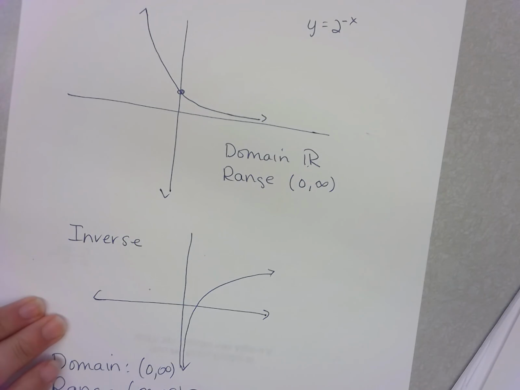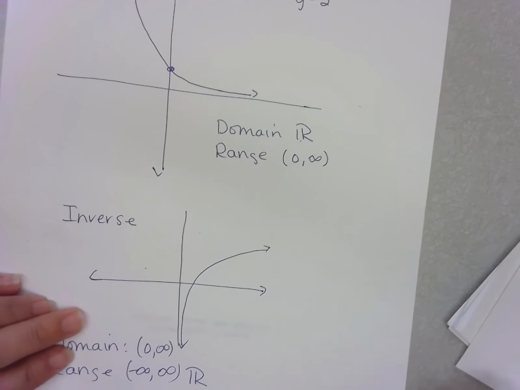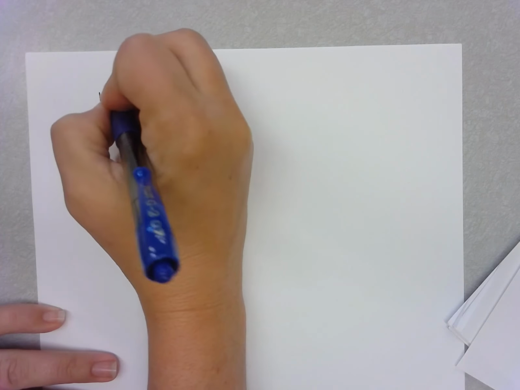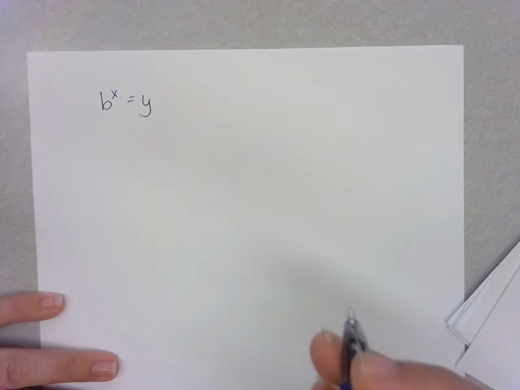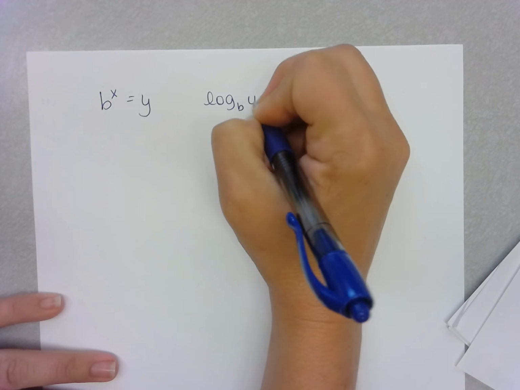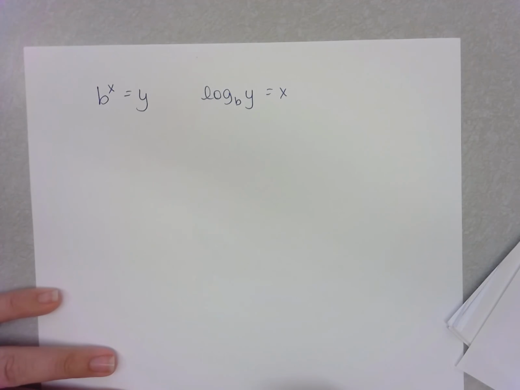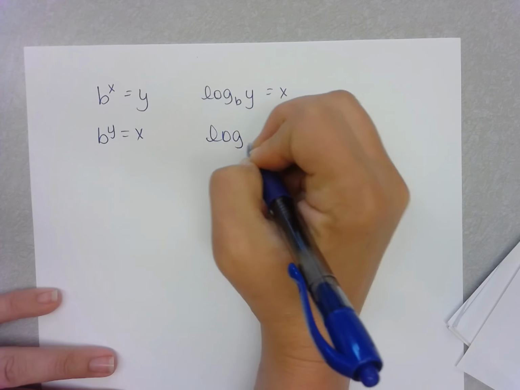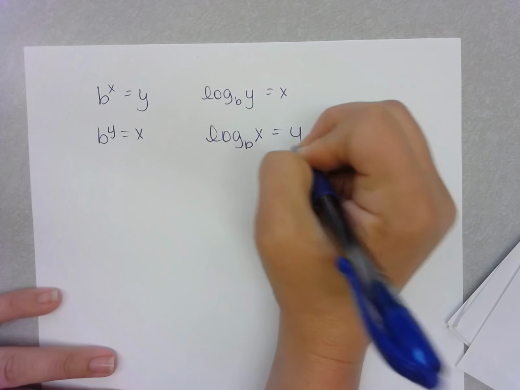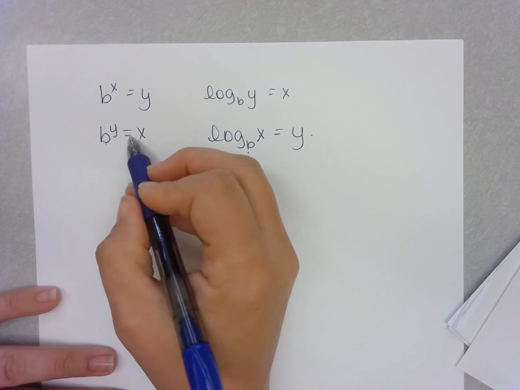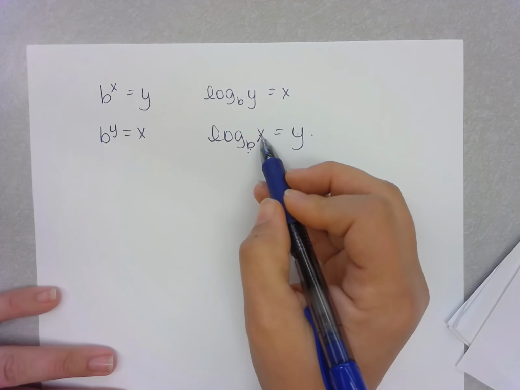All right, so that is how we change. Just one more time: if I have b to the x equals y, then my log function of this same thing would be log base b of y equals x. If I had b to the y equals x, then this would be log base b of x equals y. So it's b to this power equals this value.